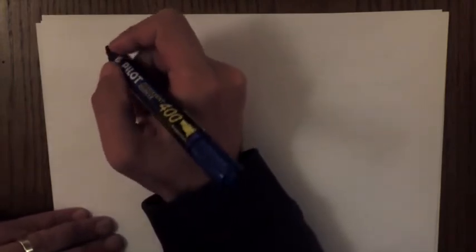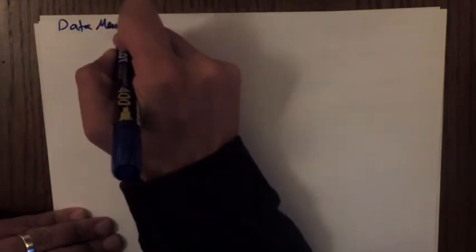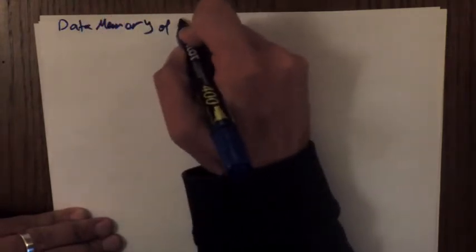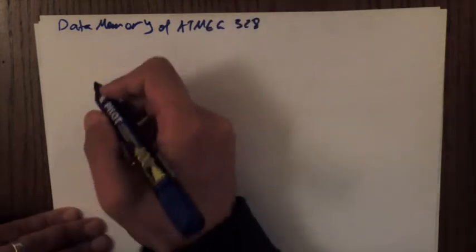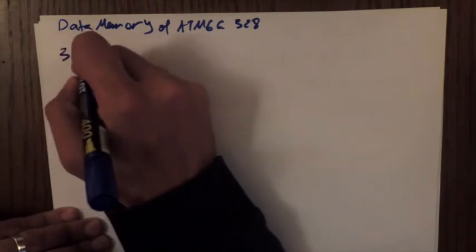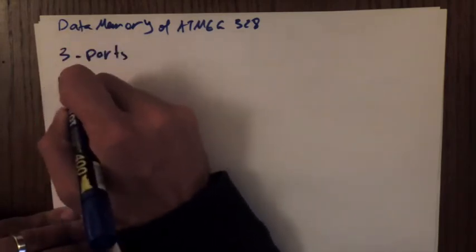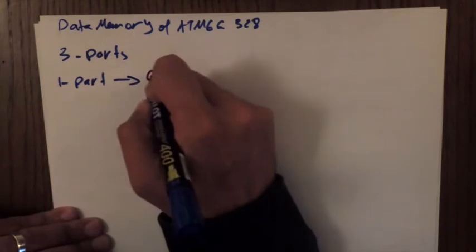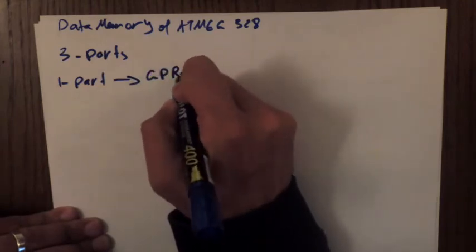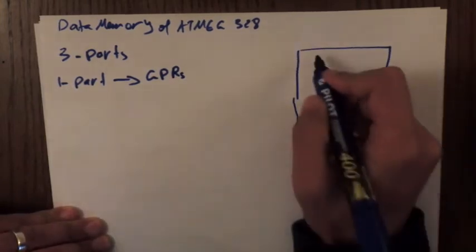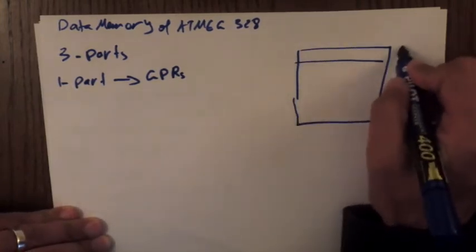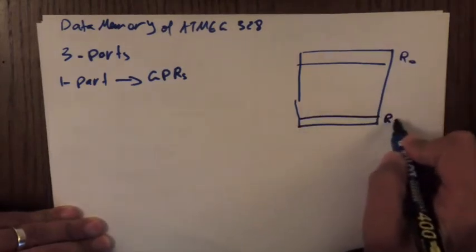Now, if I want to go into more detail in the memory, the data memory of the AVR or the Atmega328, let's discuss the data memory of Atmega328. As we said, it consists of 3 parts. The first part is the GPRs. I draw it here, and we have from R0 to R31.